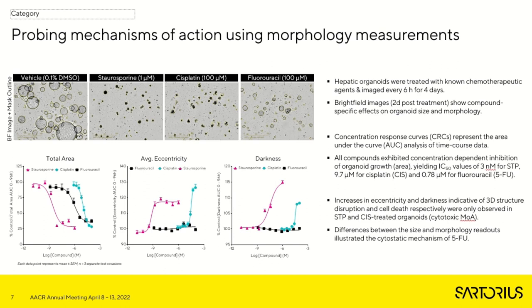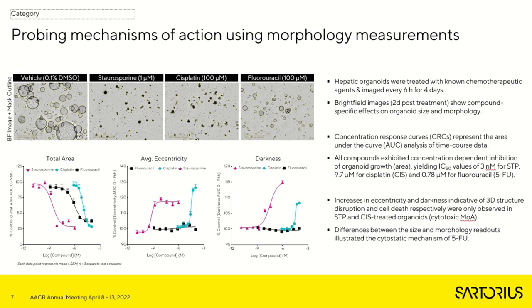Cytotoxic agents, staurosporin, shown in pink, and cisplatin in teal, attenuate organoid growth in a concentration-dependent manner, inhibiting organoid area. They compromise and break down the uniformly rounded organoid morphology, reported as a concentration-dependent increase in the eccentricity metric, and cause a concentration-dependent increase in the darkness metrics as the organoids die.